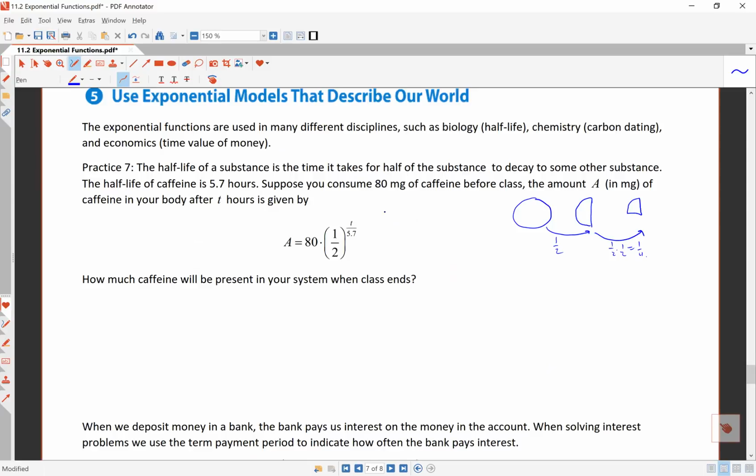One thing to check is how this T over 5.7 comes about. If T equals 5.7 hours have passed, the amount of caffeine present after you ingested 80 milligrams should be 40. Plugging that in, 1/2 to the 5.7 divided by 5.7 says 1/2 to the first power, or just 40. So these half-life formulas always take on the form of 1/2 to the T over whatever the half-life is.